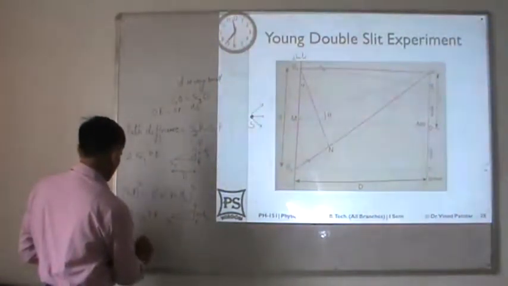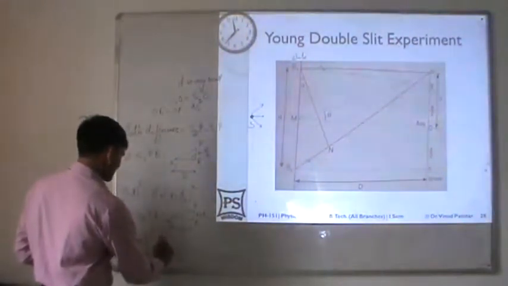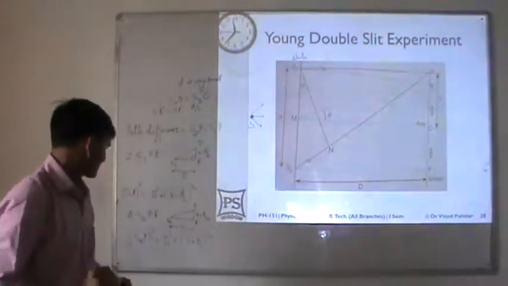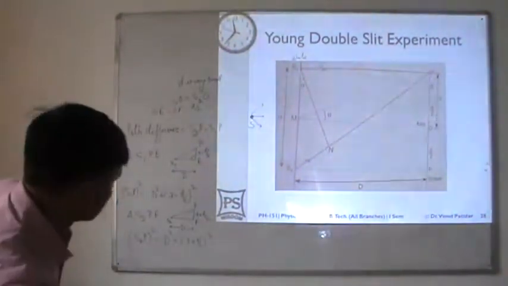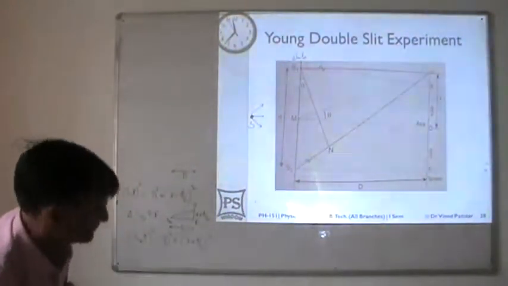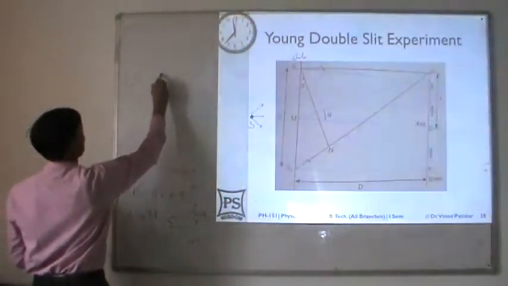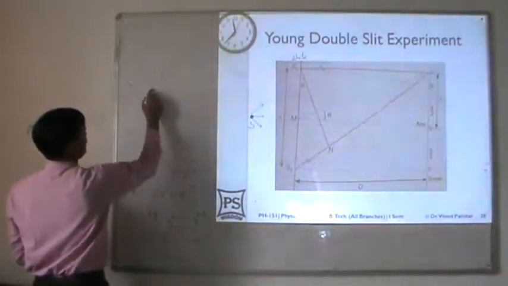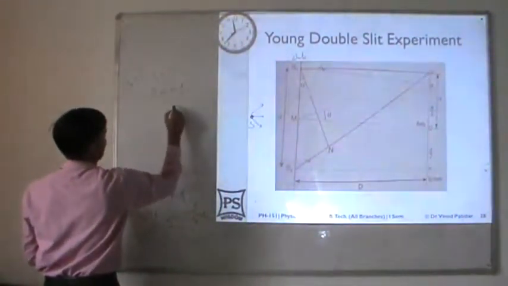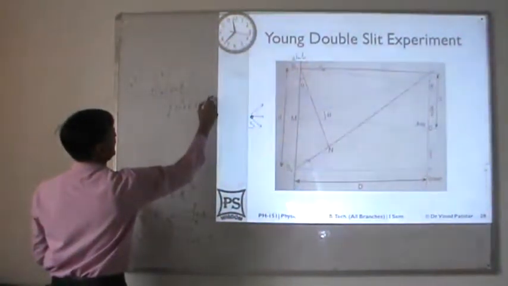We have, and this is again capital D here. So this becomes D square plus X plus D by 2 whole square. Okay? Now using these two, we may write now S2P whole square minus S1P whole square, which is basically D square plus X plus D by 2 whole square minus D square plus X minus D by 2 whole square.